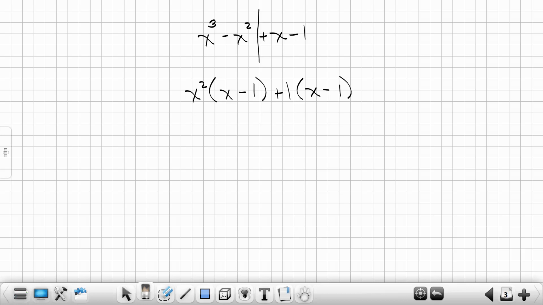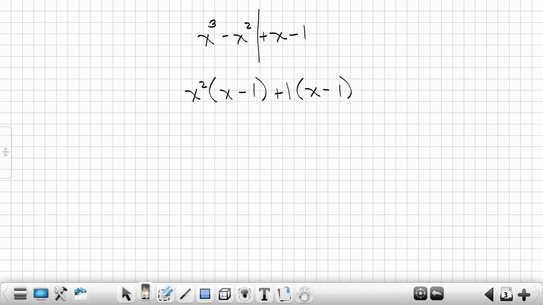Everybody okay? I took an x squared out of the first 2 terms. I divided a 1 out of the second 2 terms. What do you notice about my 2 parentheses? They're the same. They're the same. I appreciate the enthusiasm. I thought it was getting a little thin. Okay.